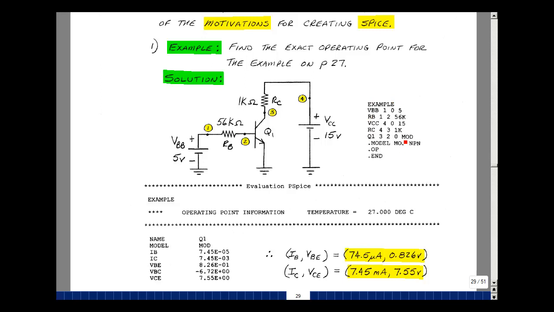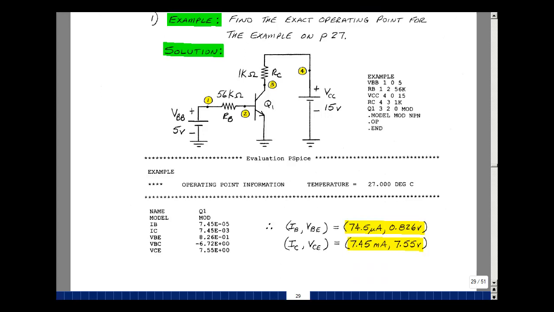My model, I'll call it MOD, and the type is an NPN transistor. As for the operating point, it'll give me the values of all of the node voltages in the circuit, and then also the model parameters. I just showed the model parameters here. Found I sub B, I sub C, VBE, V sub BC, and VCE. The base current is 74.5 microamps, and the voltage is 0.826.